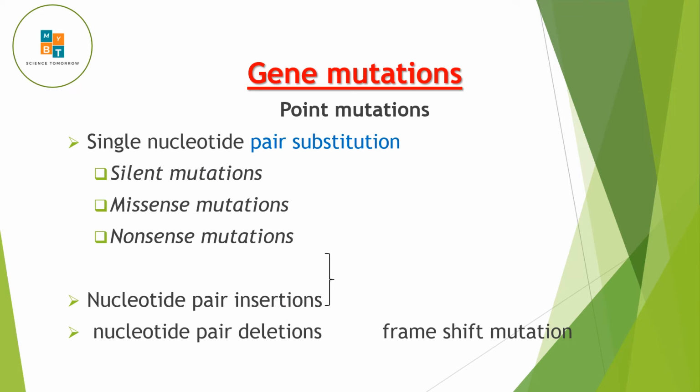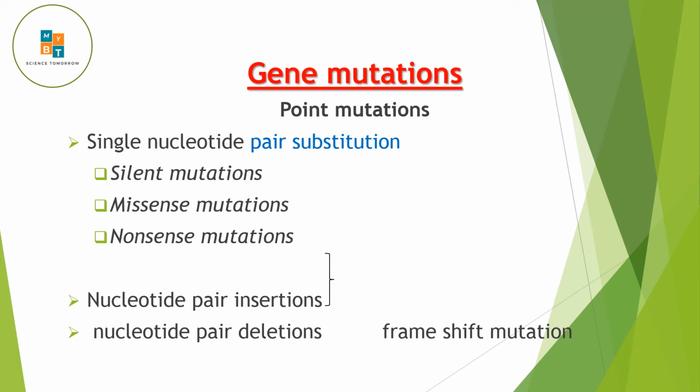Okay, students. So, gene mutation. When you talk about gene mutation, if we think about a single nucleotide pair, you can call it a point. Only one point, so it is a point mutation. The mutation can be due to single nucleotide pair substitution. For one nucleotide, another nucleotide will be substituted.